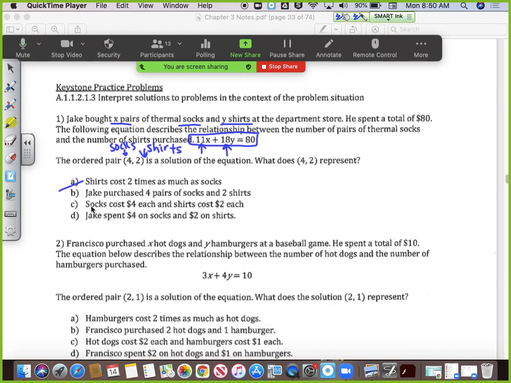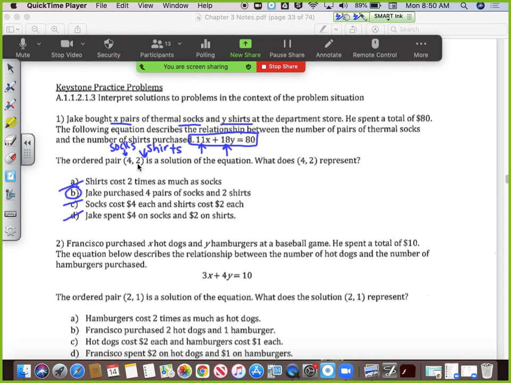Socks cost $4 each and shirts cost $2 each. This one can very easily trick you because you see the socks for 4 and shirts and 2 in here, which it looks like the same as this. But actually in the equation, 11 represents how much it costs per pair of socks. X is the number of them you're buying. And 18 is how much it costs per shirt. So that's not true. Neither is D. It has to be B. Now they tell you that X represents how many pairs of socks and Y represents how many shirts they're buying. So the answer, when they give you an ordered pair form, it will have to be about how many, not about the price.